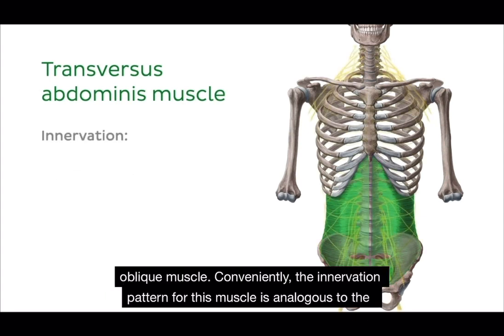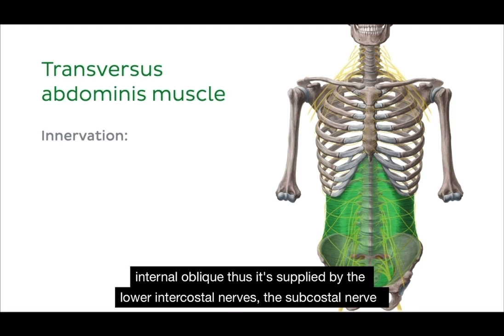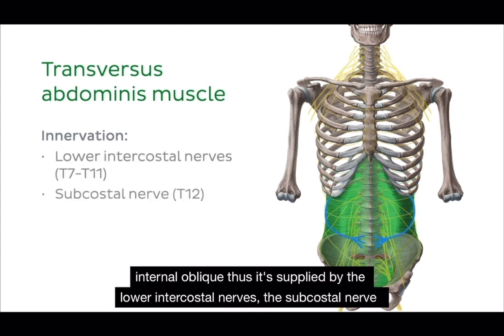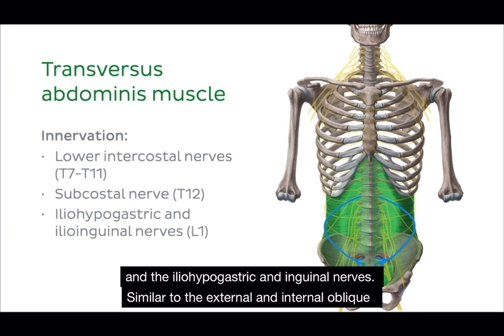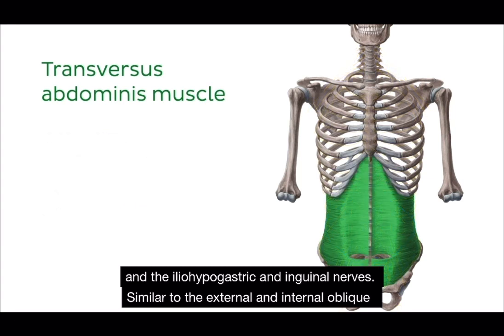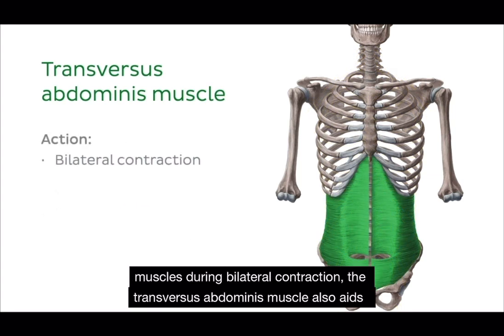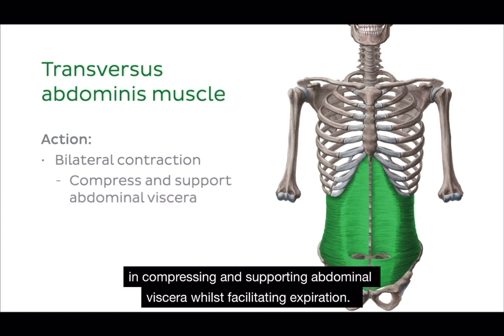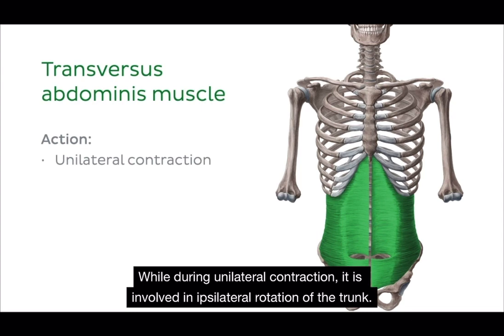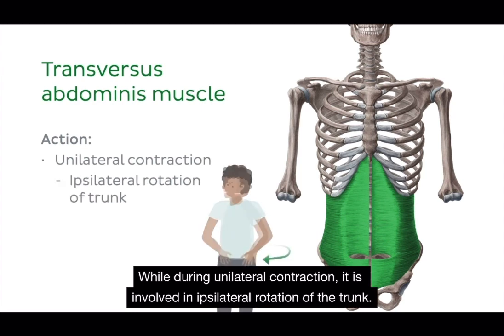Conveniently, the innervation pattern for this muscle is analogous to the internal oblique, thus it's supplied by the lower intercostal nerves, the subcostal nerve, and the iliohypogastric and inguinal nerves. Similar to the external and internal oblique muscles, during bilateral contraction, the transversus abdominis muscle also aids in compressing and supporting abdominal viscera, whilst facilitating expiration. While during unilateral contraction, it is involved in ipsilateral rotation of the trunk.